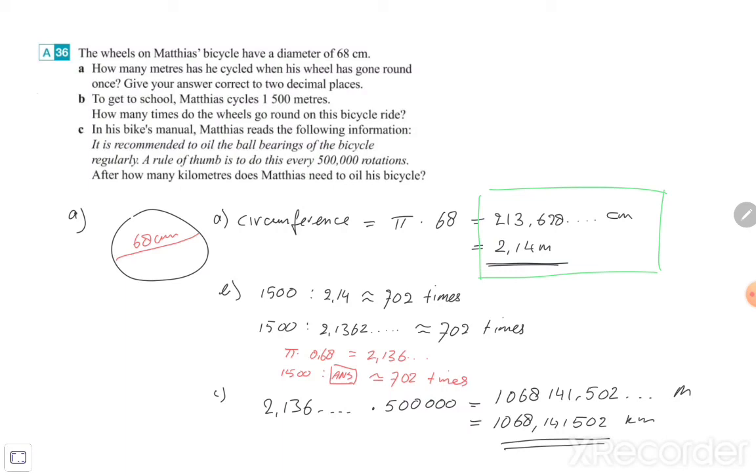If you work with 2.14, for example, then you get another answer than 1068, because 2.14 is a rounded number, and if you go on with a rounded number, then the answer will be further away from the correct, exact answer. So please try to calculate with the not rounded number. That's one of the reasons that you sometimes need to use that ANS button on your calculator. Alright, so that was exercise 36. Good luck with the rest of the exercises.